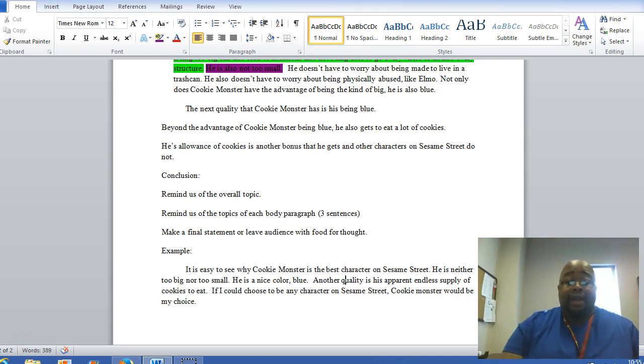And then another quality is his apparent endless supply of cookies to eat. This is the item that was discussed in the third body paragraph. And then finally, I make a final statement. If I could choose to be any character on Sesame Street, Cookie Monster would be my choice. So that is my conclusion. You could have multiple sentences that satisfy each of those elements that need to appear in the conclusion, but this right here would be acceptable if you did something similar to this.